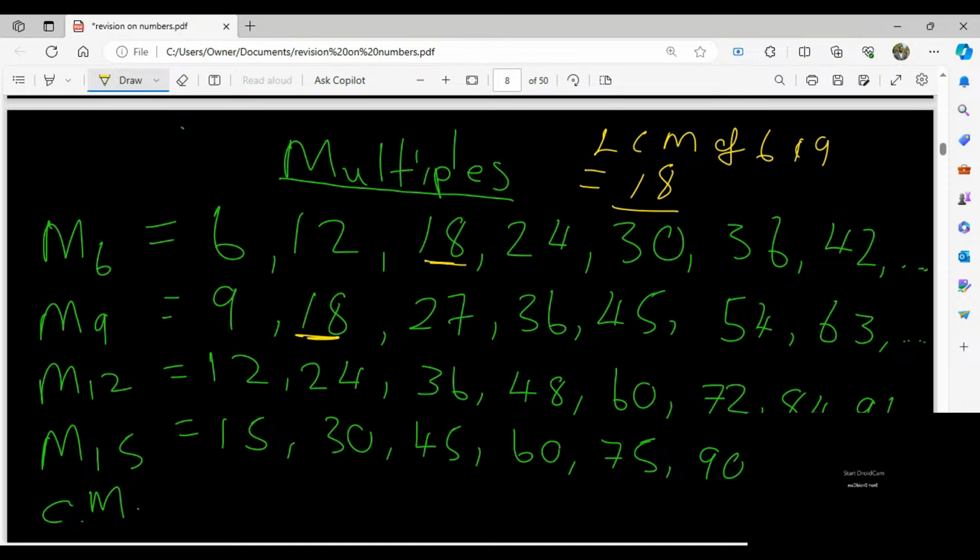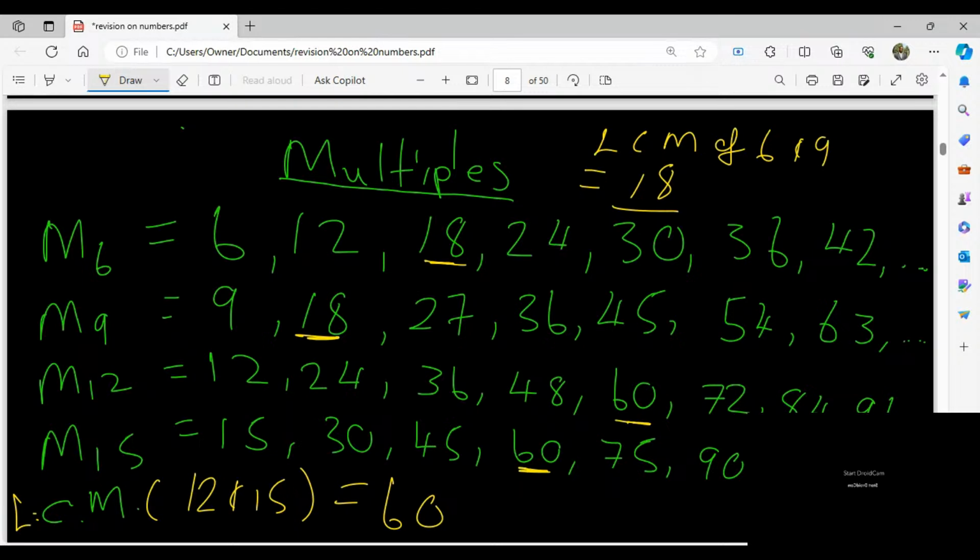Let's say another question says, find the lowest common multiple of 12 and 15. Again, we use the same technique. There's a 12 here, there's no 12. There's a 24 here, there's no 24. There's a 30 here, there's no 30. 36 here, no 36. 45 here, no 45. 48 here, no 48. 60 and 60. So the lowest common multiple of 12 and 15 would be 60. You can continue like this if you want.